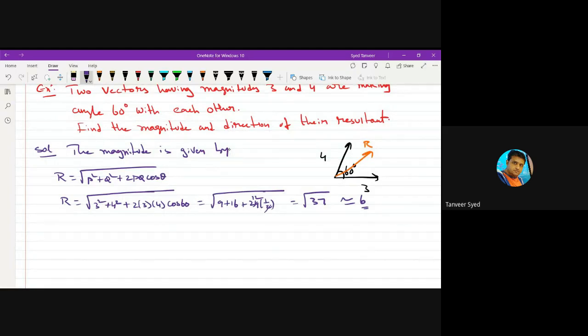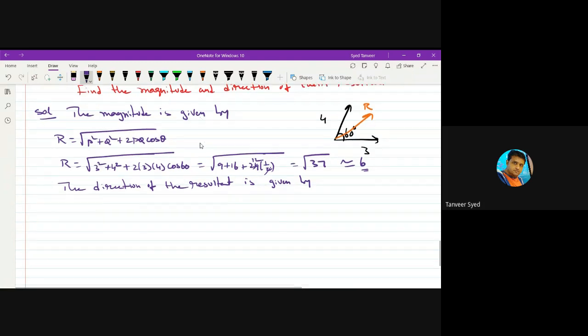What is the direction? The direction of the resultant is, if you remember, I told you to remember two formulas. One for the resultant, other for the direction, which is tan alpha. Tan alpha is equal to q sine theta by p plus q cos theta.